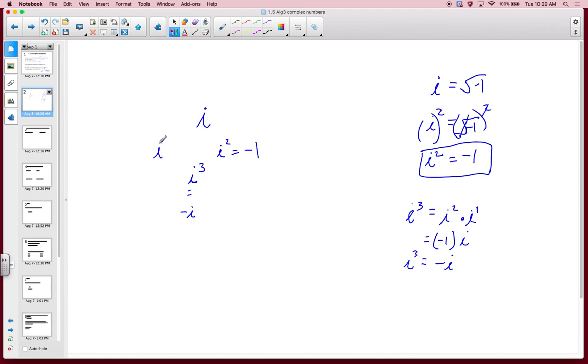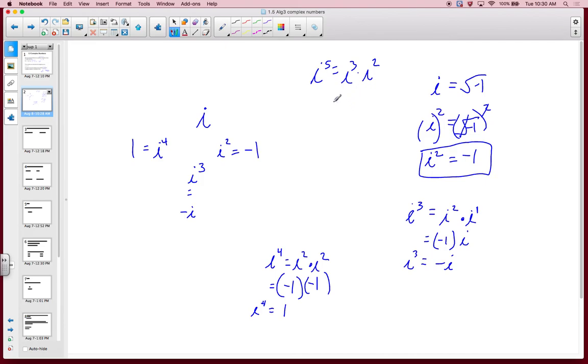All right, i to the 4th. Well, i to the 4th here, we can again break this up as i squared times i squared. And again, we know that i squared is -1 times -1. Therefore, i to the 4th is equal to -1 times -1, which is 1. And we can keep doing this. So if I did i to the 5th here, well, that's really just i cubed times i squared, because 3 plus 2 is 5. We add the exponents here.